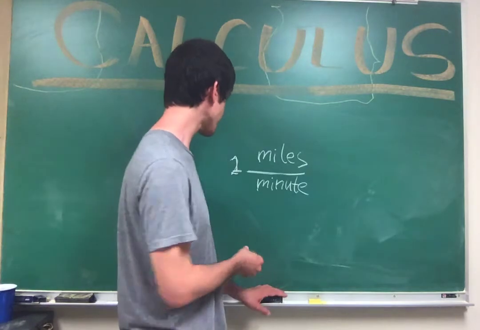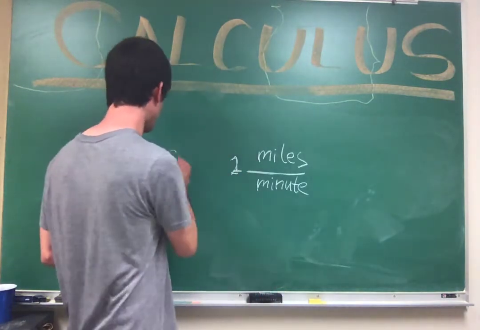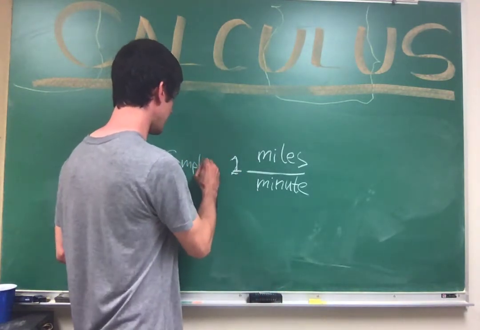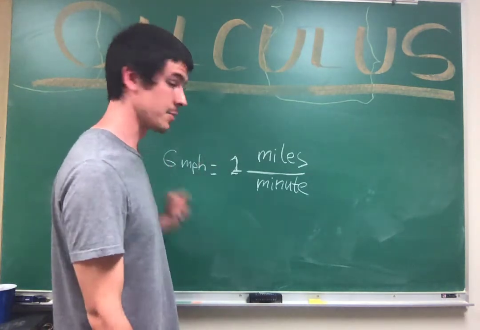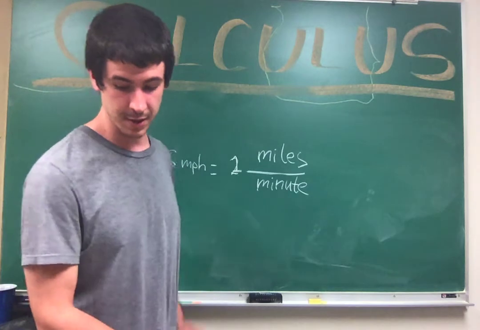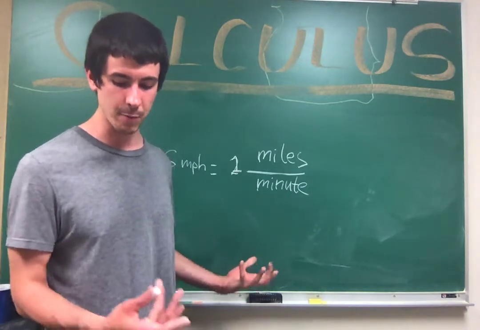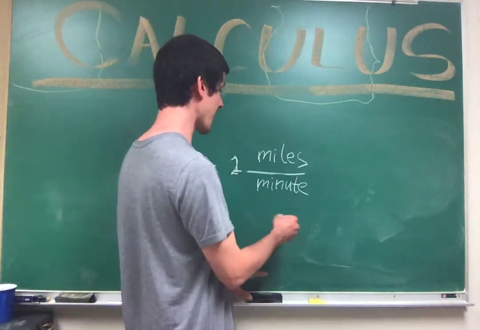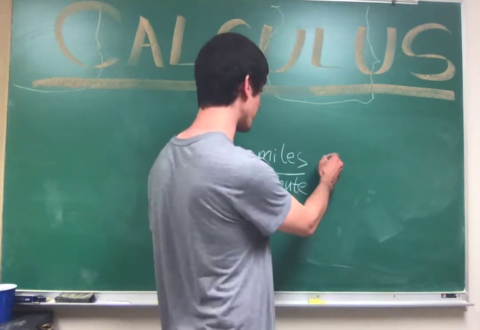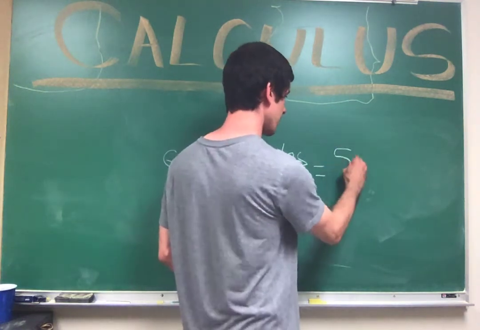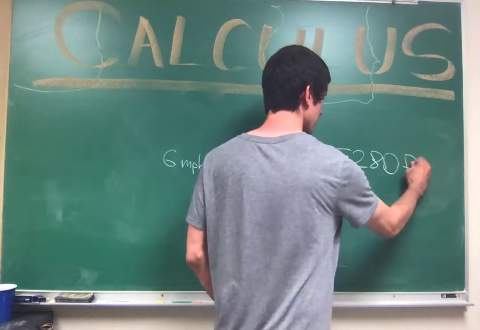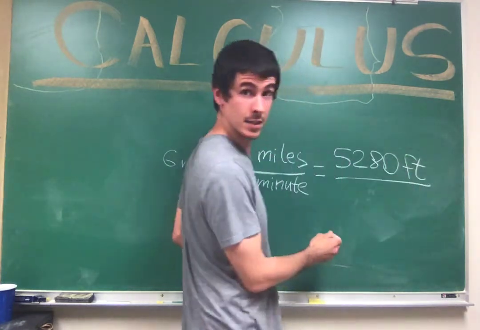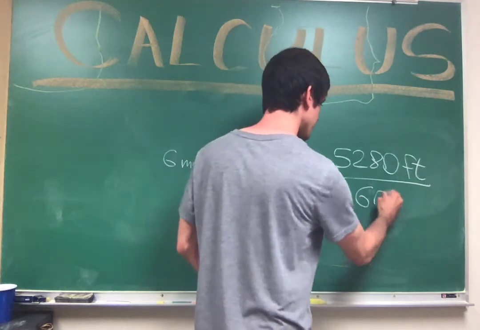So, of course, 60 miles per hour equals 1 mile per minute, right? We just divided both sides by 60. But now we want a more precise measurement than that. So we'll replace miles with feet, 5,280 feet, and then we'll do seconds, for 60 seconds.